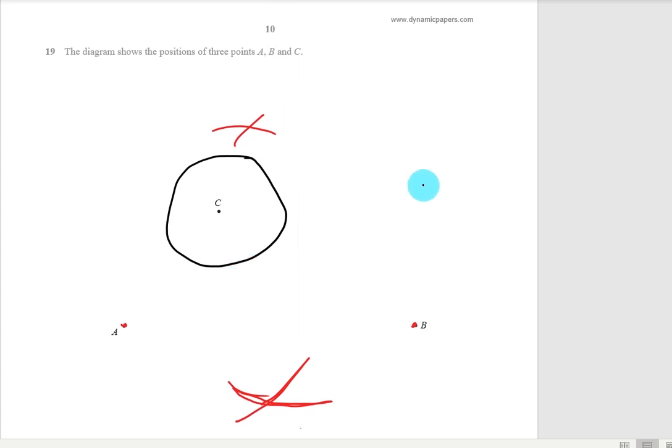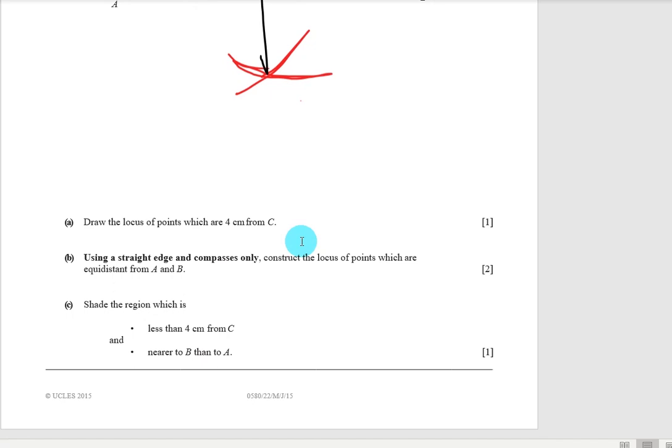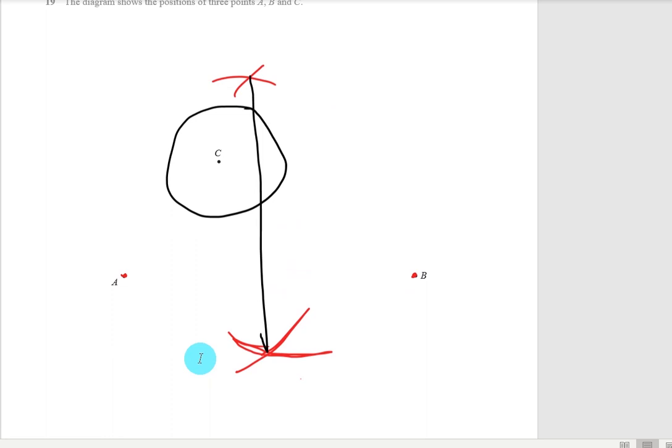The points with equal distance from A and B lie on a line. All the points on this line have equal distance from A to B. Now shade the region which is less than 4 centimeters from C and nearer to B than to A.